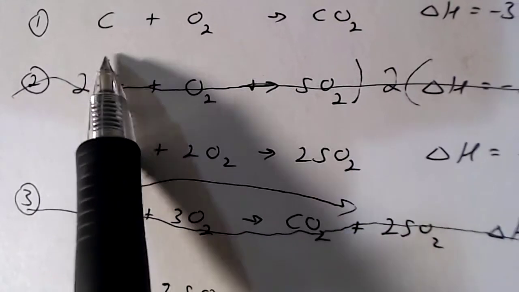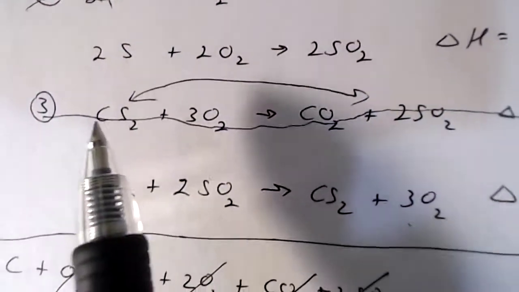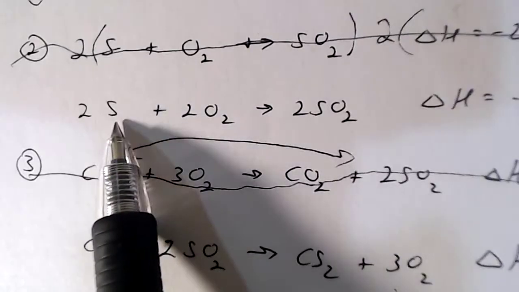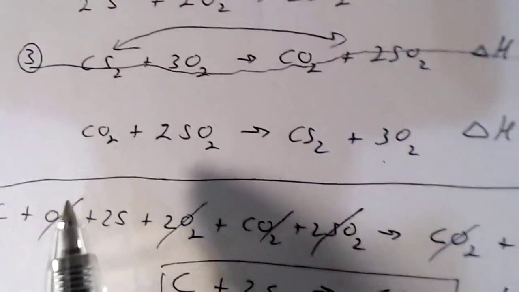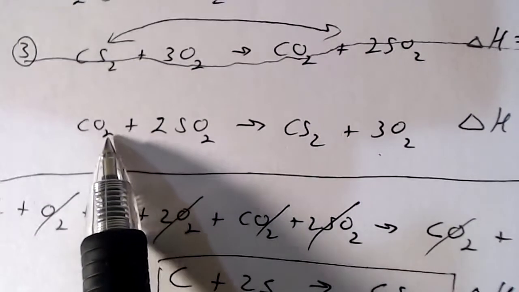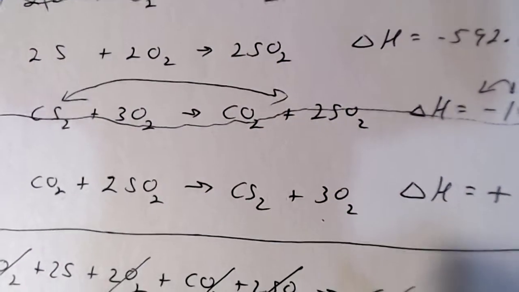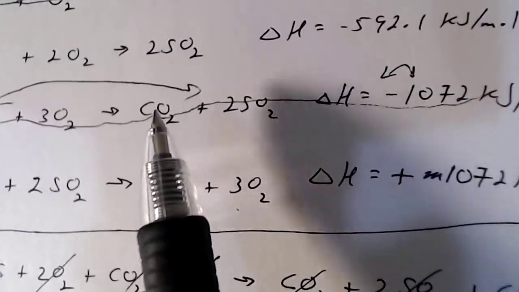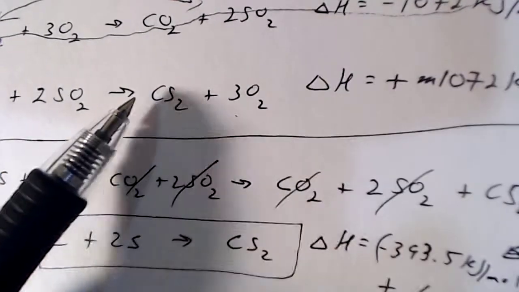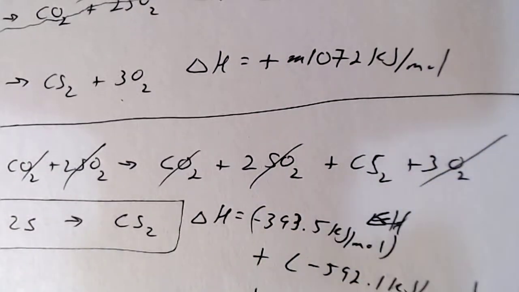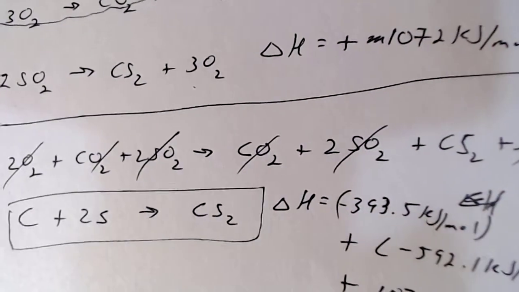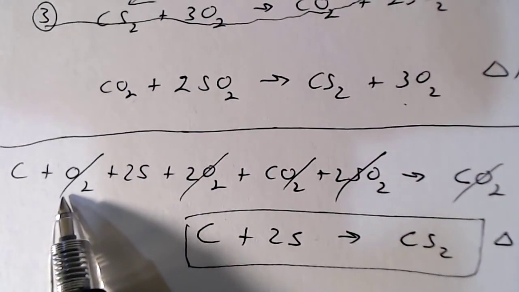So we have a carbon and oxygen on the left. Here they are. 2 sulfurs and 2 oxygens on the left. Here they are. A CO2 and 2 SO2s on the left. Here they are. And then on the right, 1 CO2 going on the right, 2 SO2s on the right, and also we'll get the CS2 and 3 O2s on the right. So boy, that's a lot of equation, a lot of things written there.